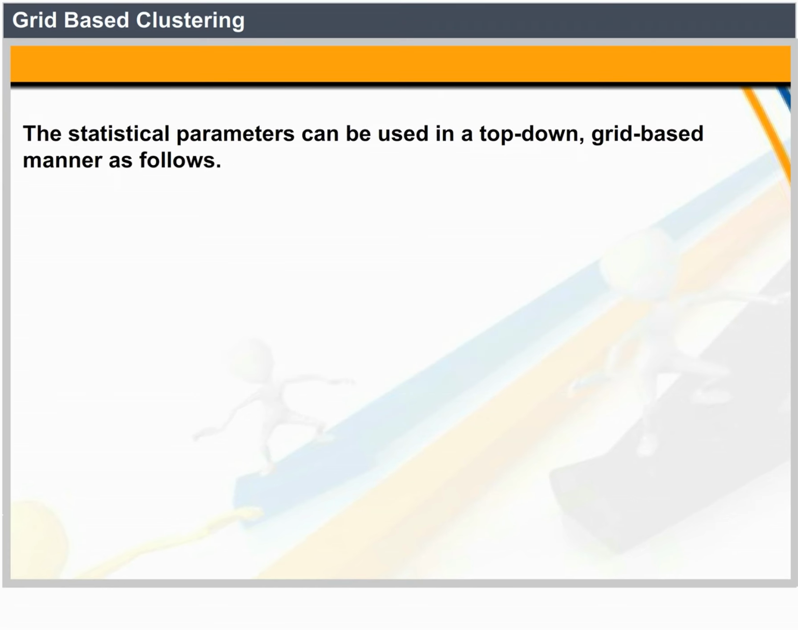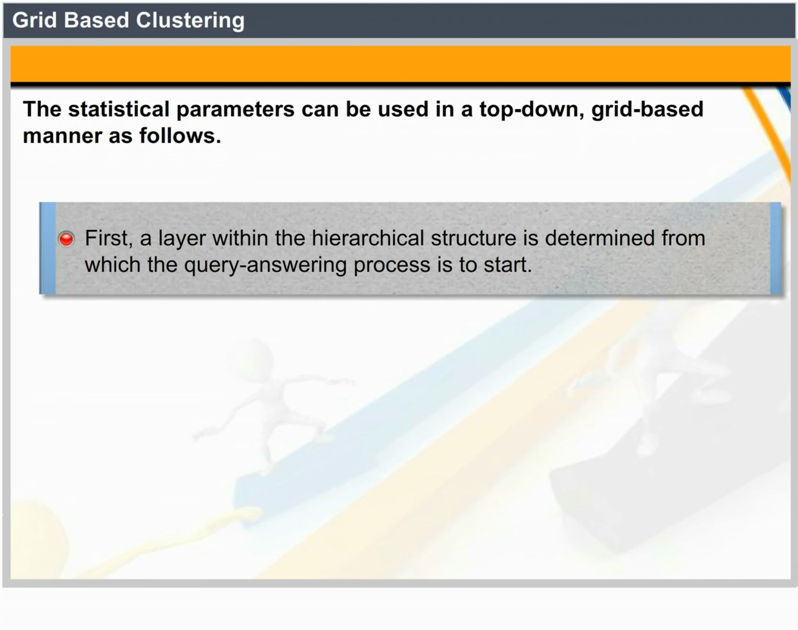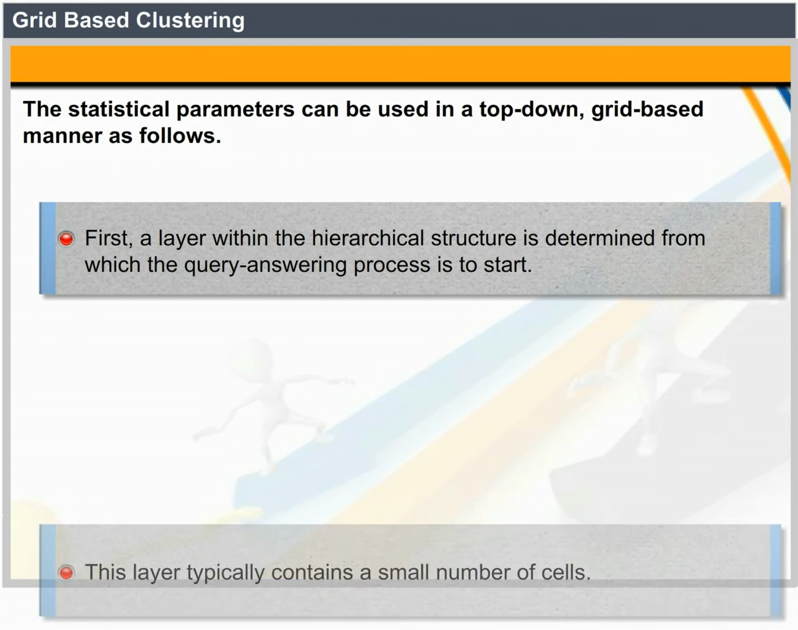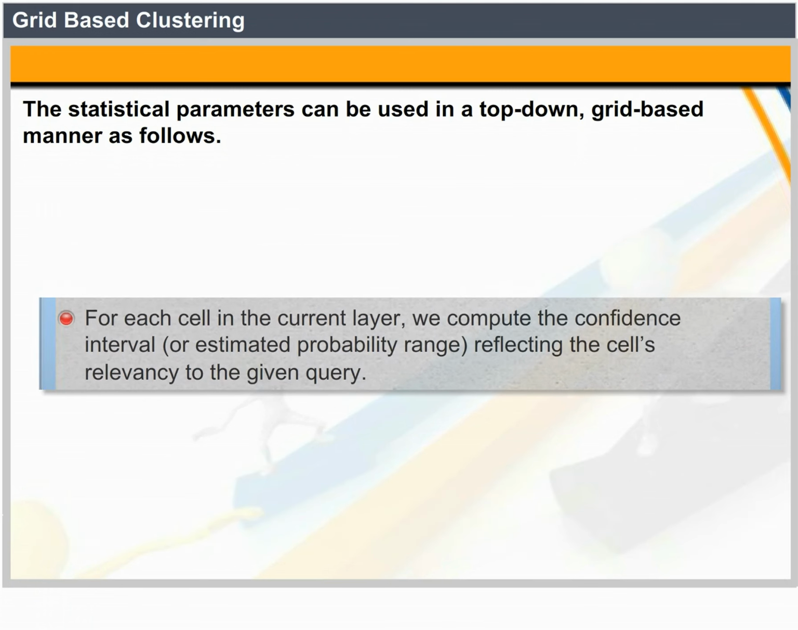The statistical parameters can be used in a top-down, grid-based manner as follows. First, a layer within the hierarchical structure is determined from which the query answering process is to start. This layer typically contains a small number of cells. For each cell in the current layer, we compute the confidence interval or estimated probability range reflecting the cell's relevancy to the given query.